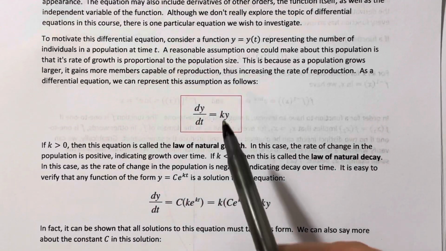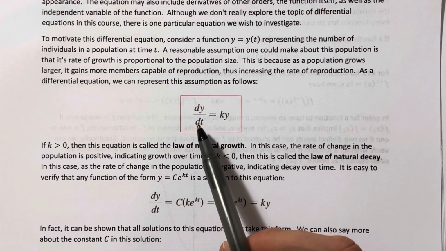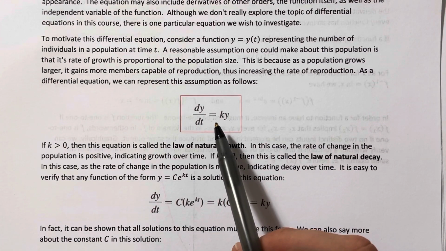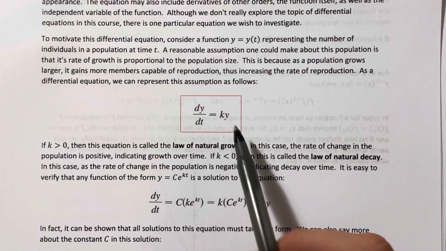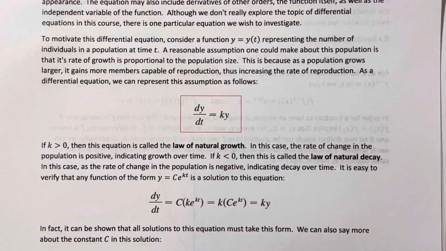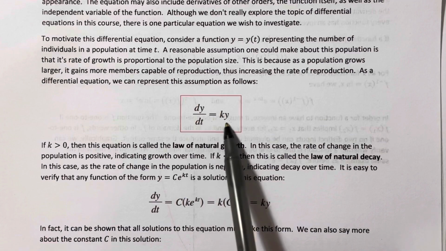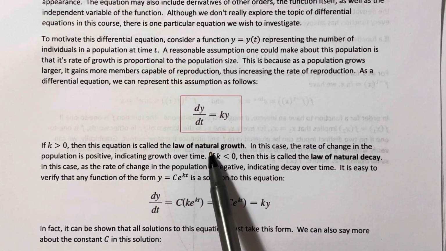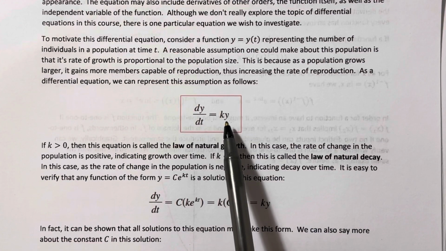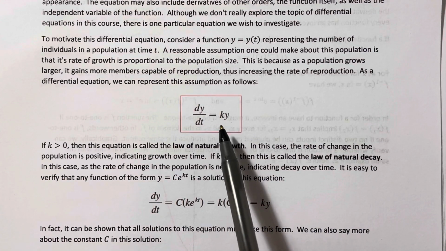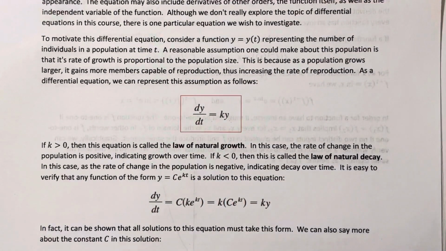But the equation here can mean something drastically different depending on the sign of this k, whether k is positive or negative. If k is positive, then we refer to this differential equation as the law of natural growth. And why we call it that: because k is positive, y would also have to be positive. Remember, y represents the number of individuals in a population. There's no logical interpretation of a negative value of y here. So y can only be non-negative.